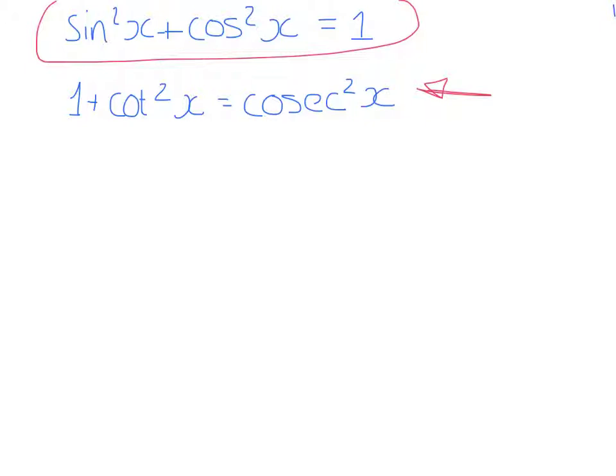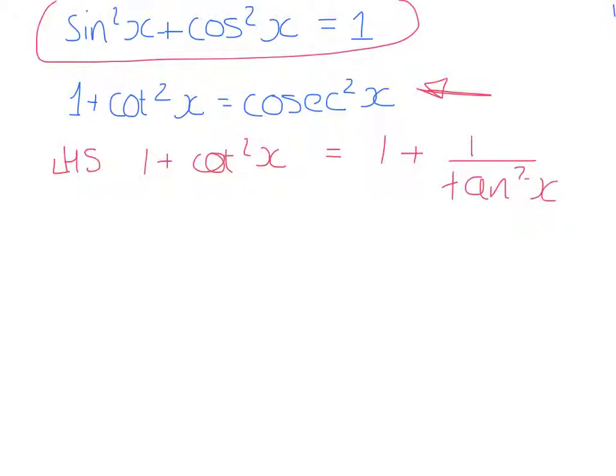We'll start with the left-hand side. So 1 plus cot squared x. Now, cot squared x is, well, that's 1 plus 1 over tan squared x. Just because we've got a squared there, that doesn't change the fact that that's 1 over tan squared. And tan is sine over cos, so 1 over tan is cos over sine. So that's actually cos squared x over sine squared x.